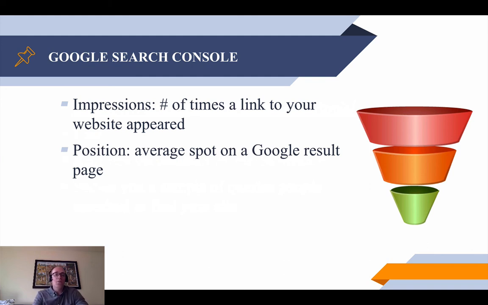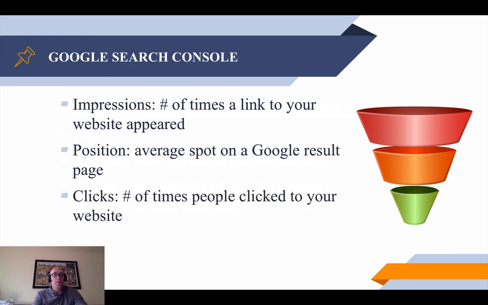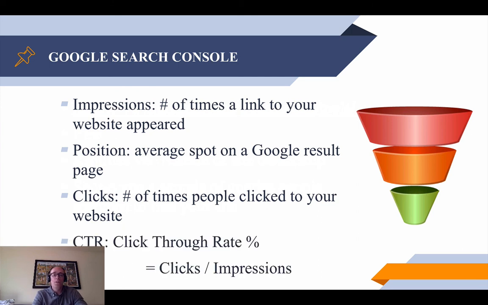And then your position is, where on Google are you at? So there's 10 on that first page, and then there's generally 10 on each page. And then clicks. And again, as you climb those positions, you're going to be earning more and more clicks, because that's where people click, is really those top results. And we divide our clicks by our impressions. That's our click-through rate percentage.